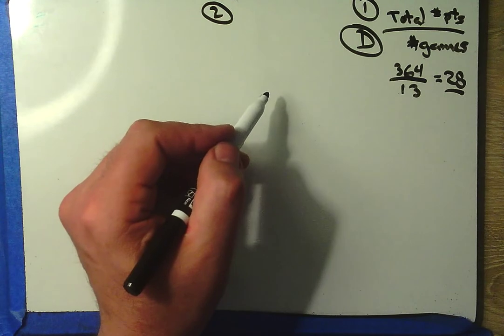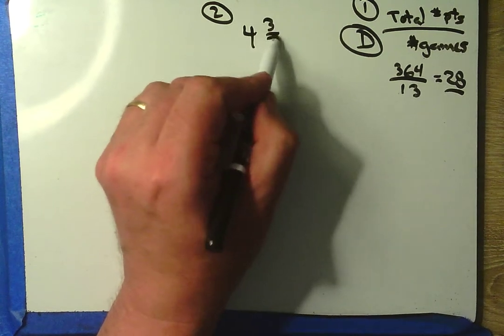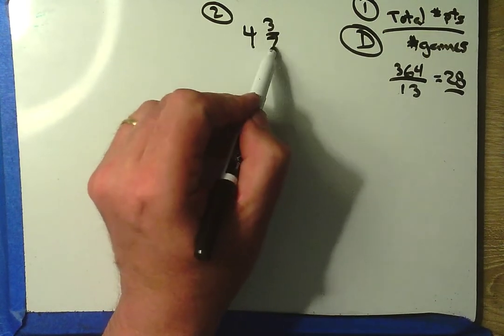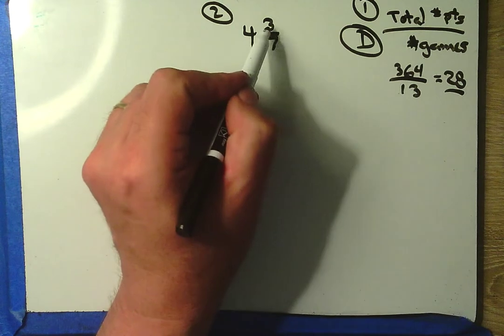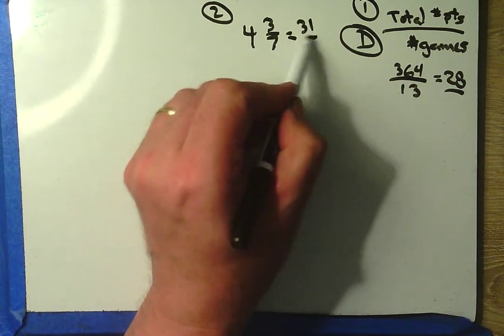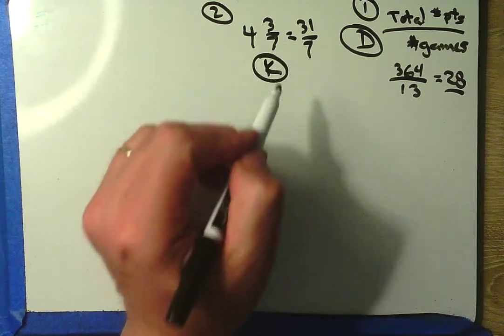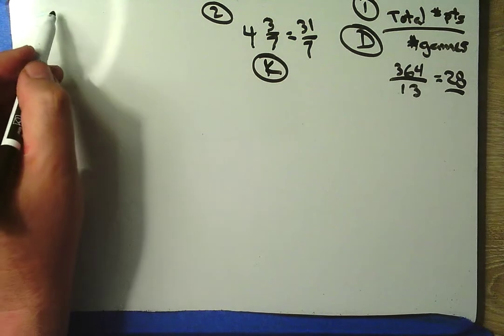2. When 4 and 3/7 is written in an improper fraction, what is the numerator of the fraction? Well, 4 and 3/7. I do 4 times 7 is 28. 28 plus 1, 2, 3 is 31. This is 31/7. The numerator is 31, and so K is my answer for number 2.